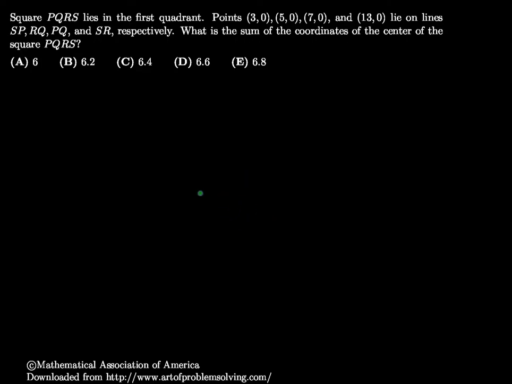Okay, 2012 AMC. This is problem 17 from the AMC12B. It says square PQRS lies in the first quadrant. Points (3, 0), (5, 0), (7, 0), and (13, 0) lie on the lines SP, RQ, PQ, and SR respectively. What is the sum of the coordinates of the center of the square PQRS?